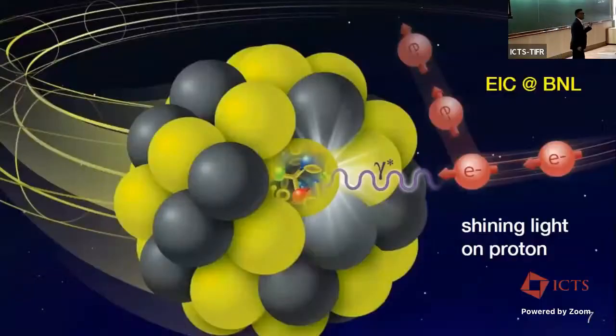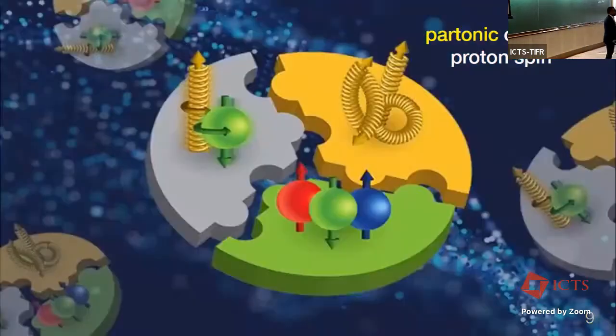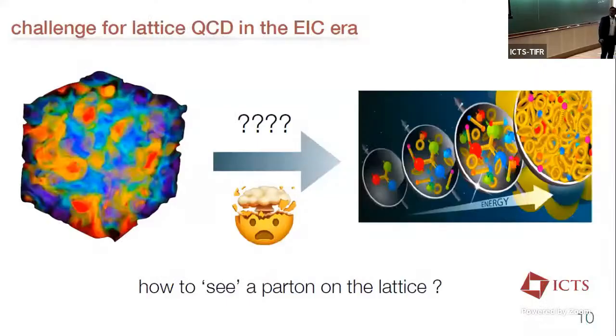However, in EIC, we are exactly trying to answer these questions. The big question is what is the partonic origin of the proton mass, or the partonic origin of the proton spin. By partonic, I mean I want to describe the proton mass and proton spin in terms of individual quarks and gluons, not a strongly coupled theory. So how do I do that? This is a big question. How do I do that?